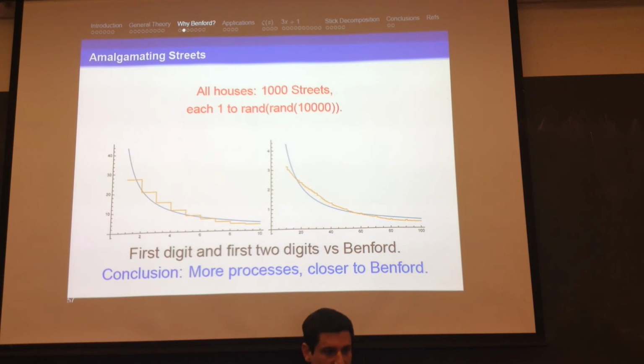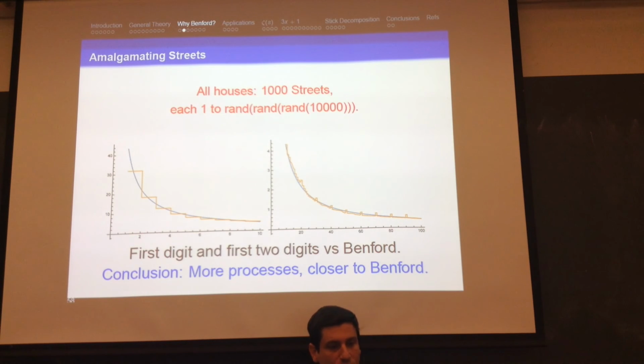It's much closer. Let's do it one more time. Benford or not Benford? So already at 3 iterations, the fit is extremely good to Benford. Now there's some little fluctuations and little dips here. These could be very interesting to study. The conclusion is the more processes you have, the closer it is to Benford.